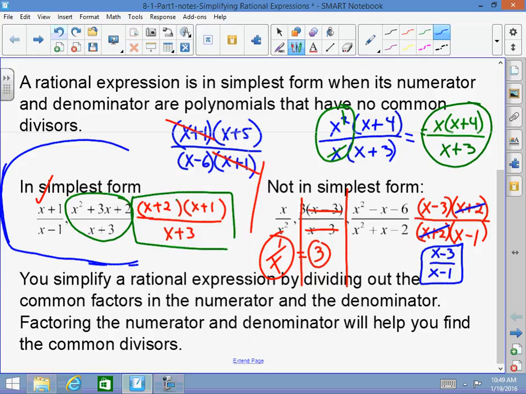Can't I get rid of this x and this x? No. Why? This is a monomial outside of the polynomial. This is a binomial. The only way I can get rid of this binomial is if this was a 3. Does this make sense, guys? It's a brilliant question. Thank you. Guys, talk to me. Yes, sir.